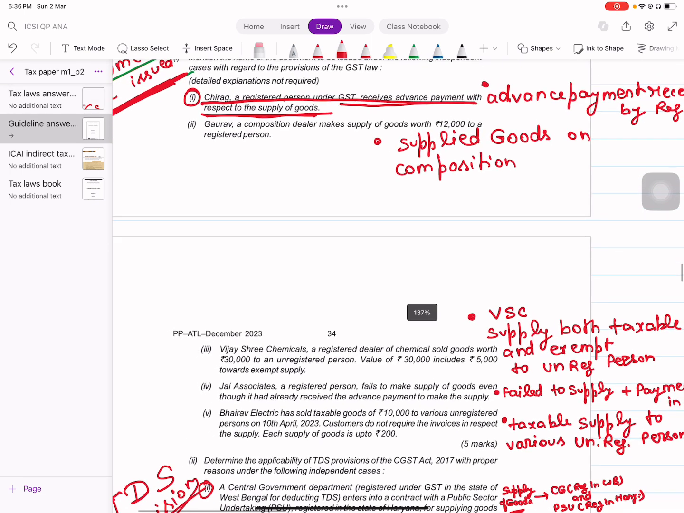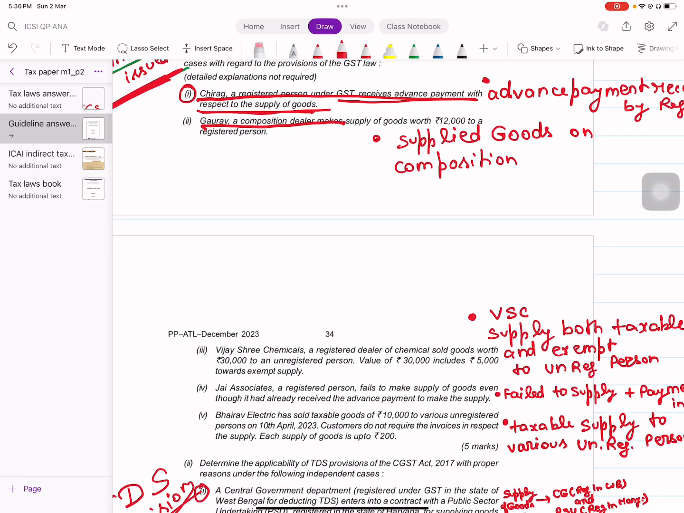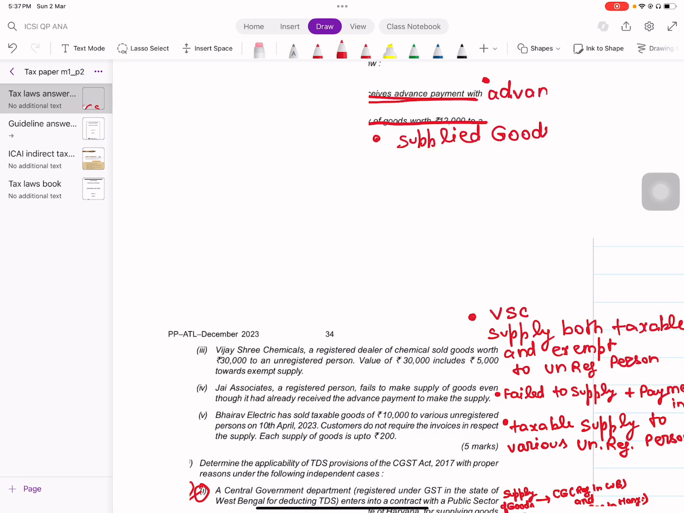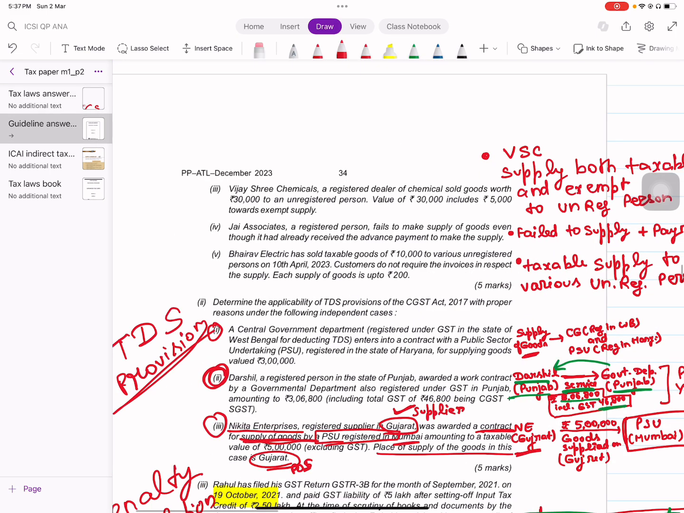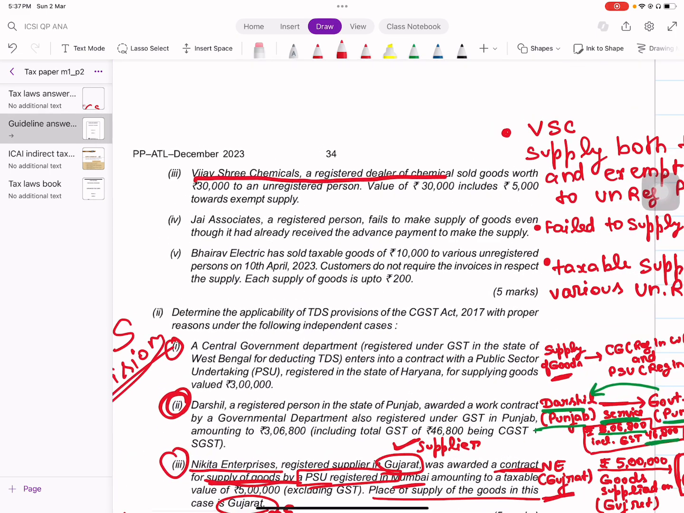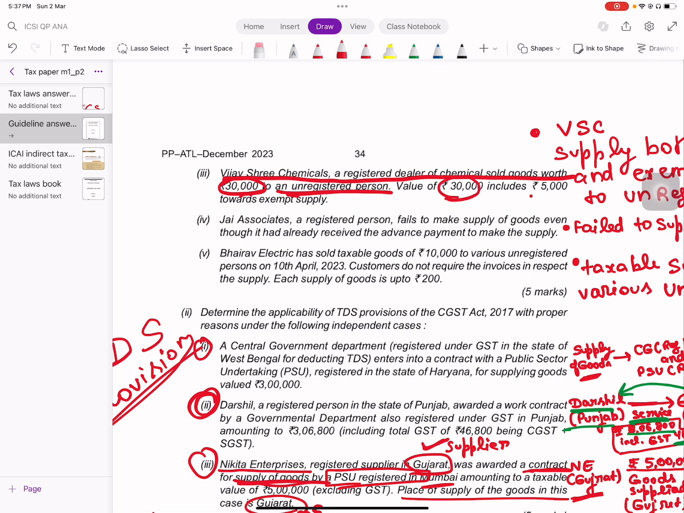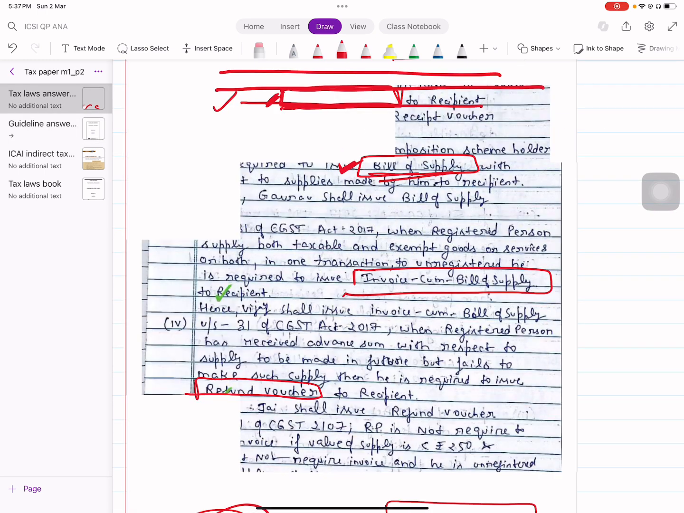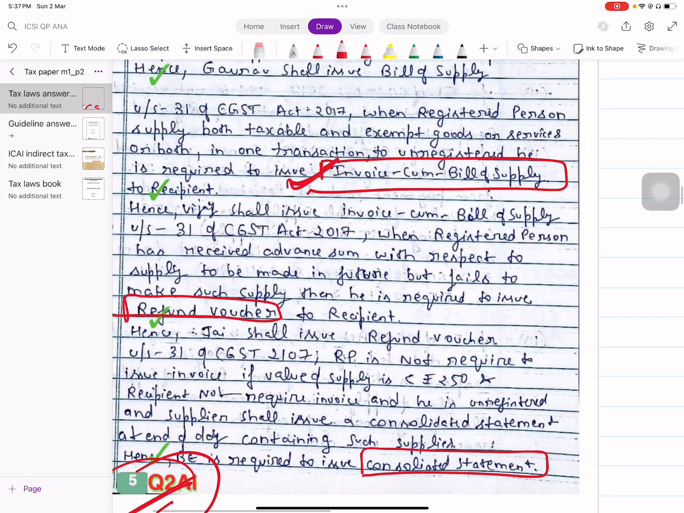Now next point. Gaurav, a composition dealer, makes supply of goods worth 12,000 to a registered person. Now a composition supplier is required to issue a bill of supply. Third point. Vijay Shri Chemicals, a registered dealer of chemicals, sold goods worth 30,000 to an unregistered person. The value of 30,000 includes 5,000 towards exempt supply. Now, this is a case where a registered person supplies both taxable and exempt supply to an unregistered person. He is required to issue an invoice-cum-bill of supply.